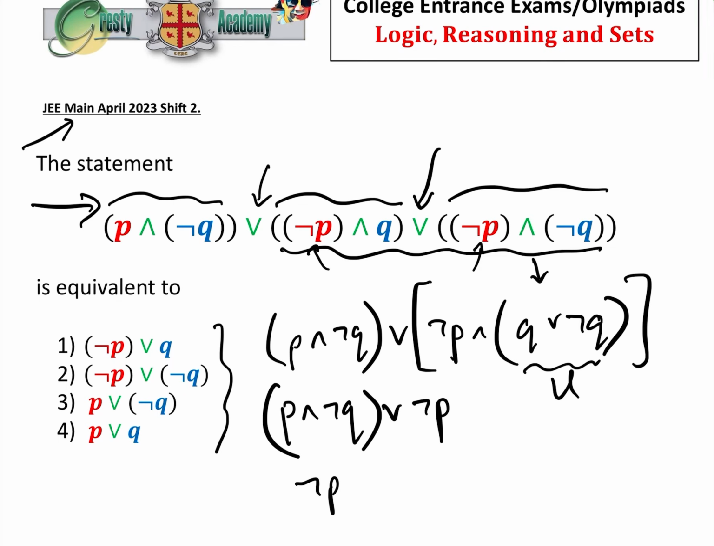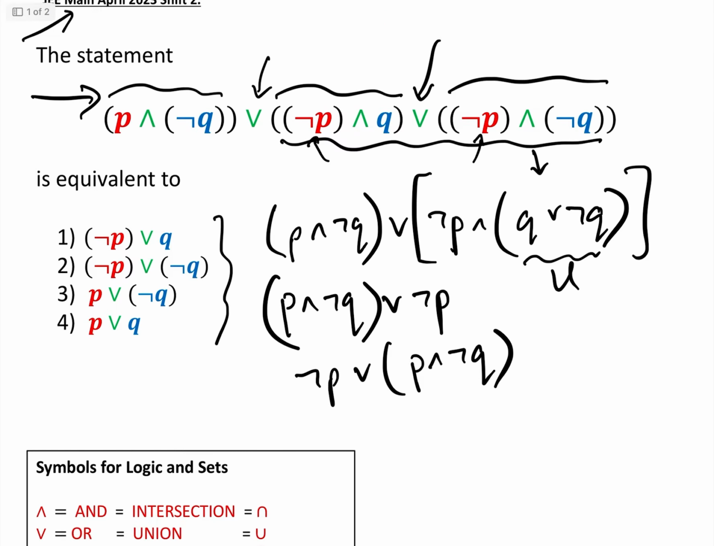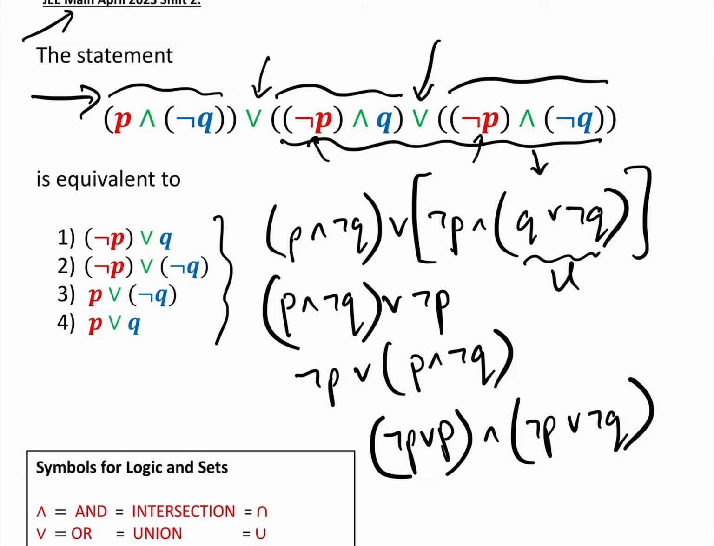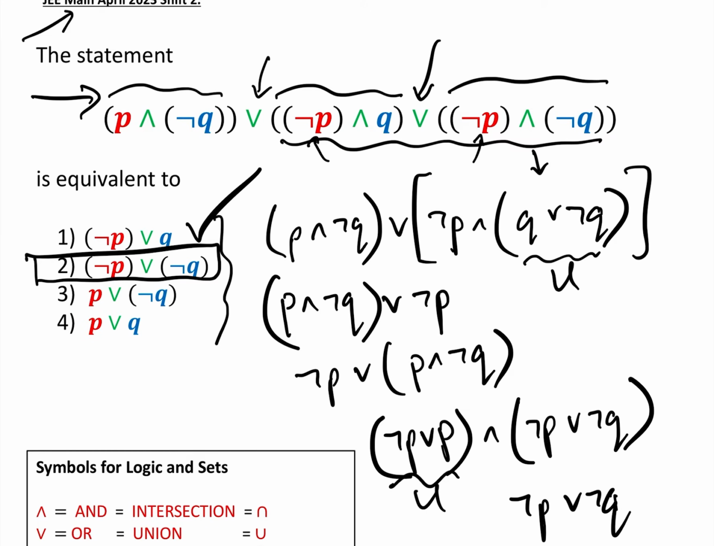Now using the commutative law, that is equal to not P or P and not Q, and then we can just expand that one using the distributive law. That would be not P or P and not P or not Q, and for the same reason we just discussed, not P or P is the universal set, so therefore our answer is not P or not Q, which is answer number 2. Okay, so that's the first way of doing it.